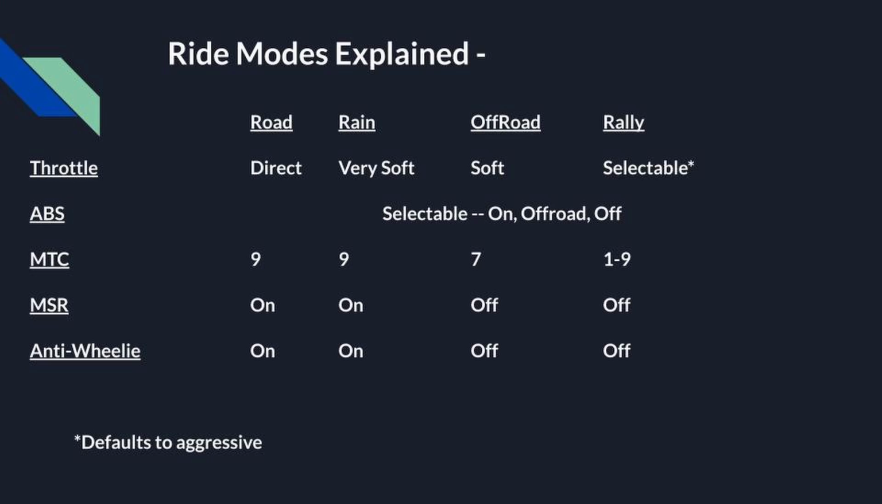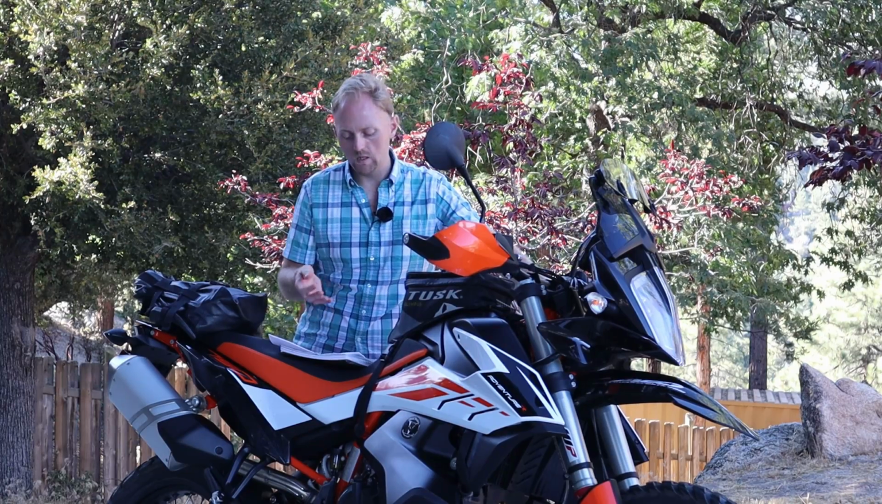So in road mode, your traction control is defaulted up to level 9, so it's going to have the most traction control intervention. MSR is going to be on, and wheelie control is going to be on in road mode. So let's talk about rain mode.